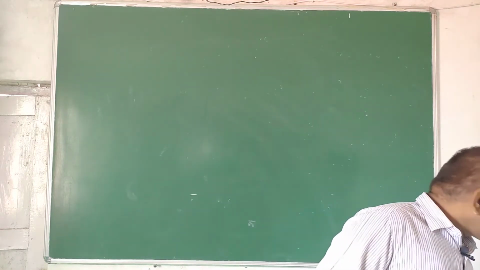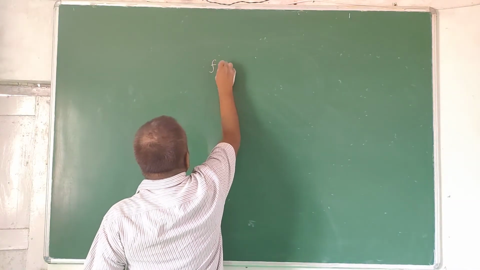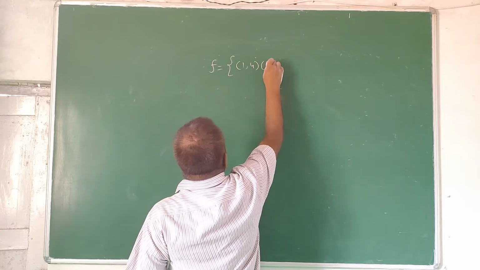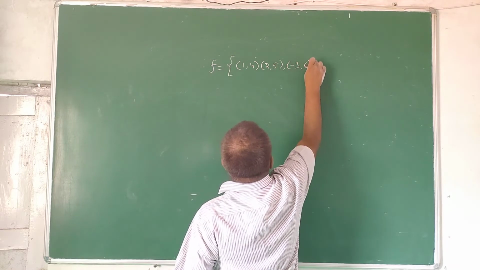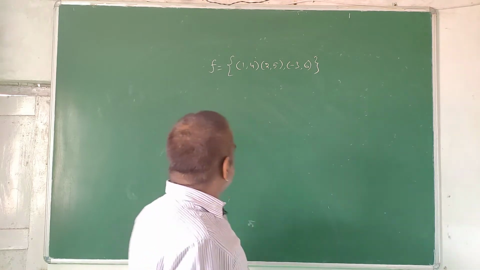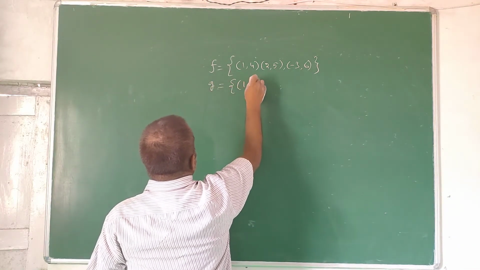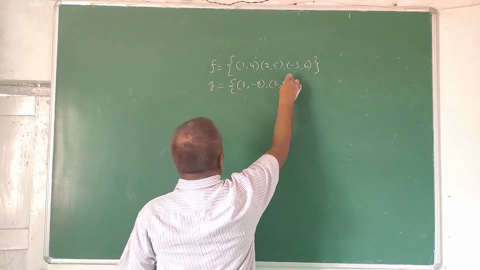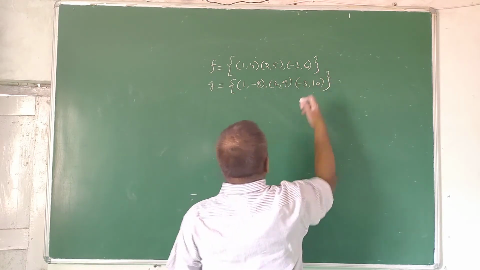suppose f is defined as, say for a moment, (1, 4), (2, 5), (minus 3, 6). Next, g is defined as (1, minus 8), (2, 9), (minus 3, 10). Say for a moment, it is only an example.